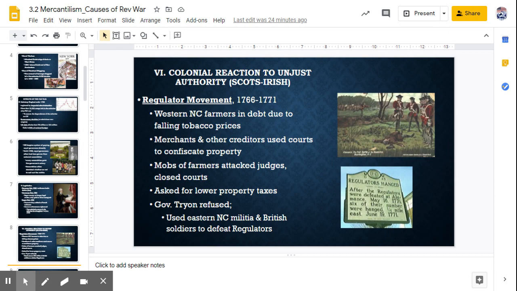There's some other things going on too in the colonies at this time. There is a tradition of resistance in America, and that tradition doesn't start with the Revolution.